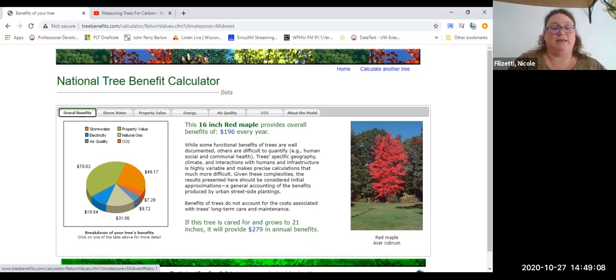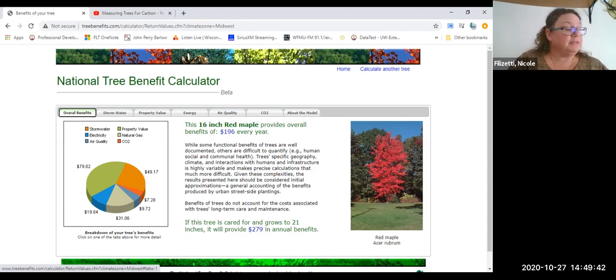So that tree that we have out here in this yard, that large tree, saves the homeowner or the business owner or the city, if it's in a park, $279 a year, or gives that worth of benefits through stormwater maintenance, by reducing electricity, by improving our air quality, property value, so just the aesthetics and the shade that it provides, and then heating and CO2. So trees really are pretty phenomenal, not just in our enjoyment of them, but in the actual economic benefits that they give us as well.